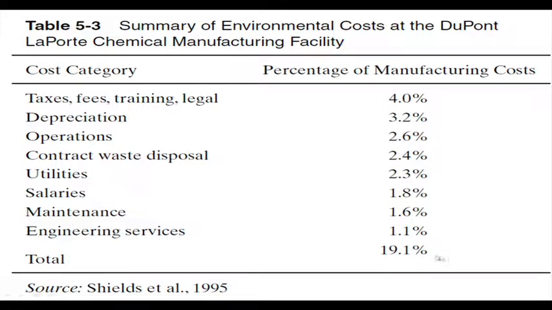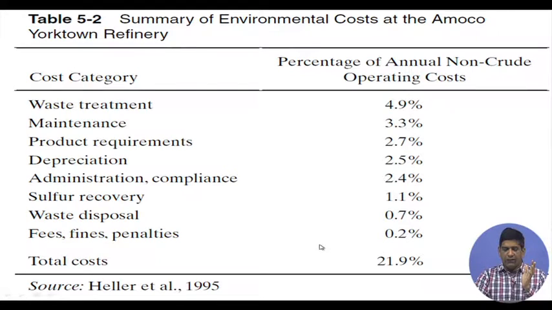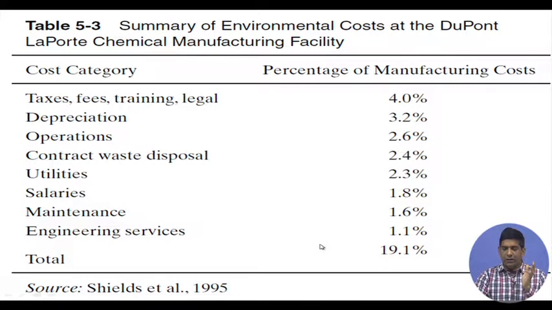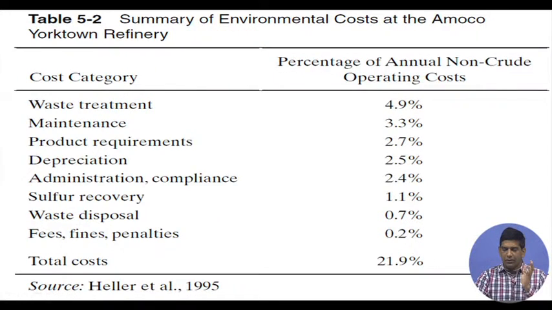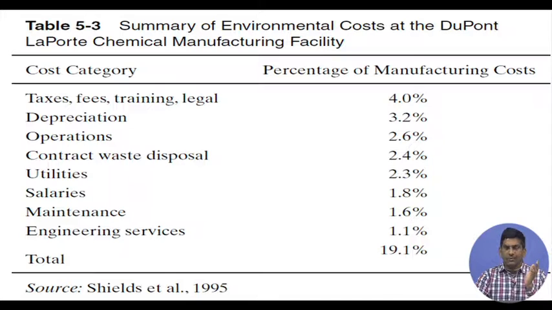Another example here, the total is 19.1%. Earlier, the refinery was around 22%. This DuPont chemical manufacturing facility is nearly 20%. So they're not that different, around 10% plus or minus. Here again, the depreciation, operation, contract waste disposal, utilities, salary, maintenance, engineering services, all those aspects have been included.